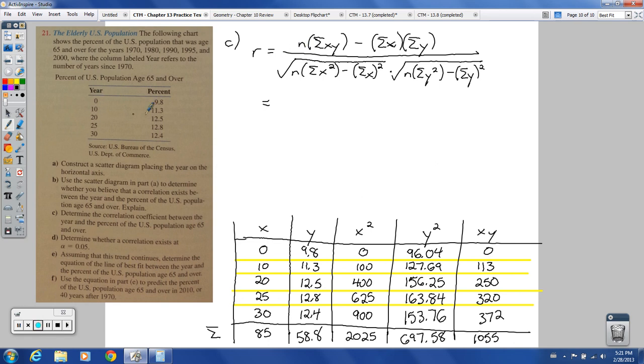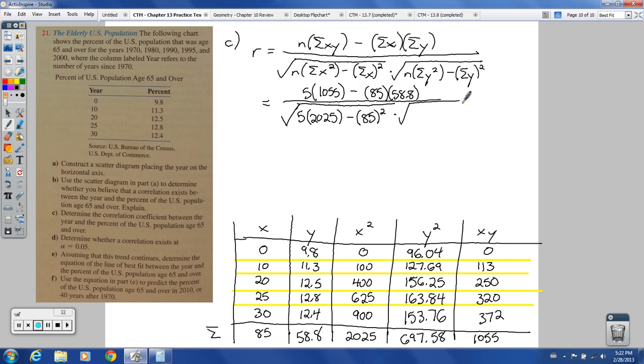The n, I have 5 terms right here, so that's going to be a 5. The sum of the x, y values, that's right here, that's 1,055. This minus the sum of the x values is 85. Sum of the y values is 58.8. And now I'm going to have this over. You have 5. Sum of the x squared values, 2025. Minus the sum of the x values, 85, squared.